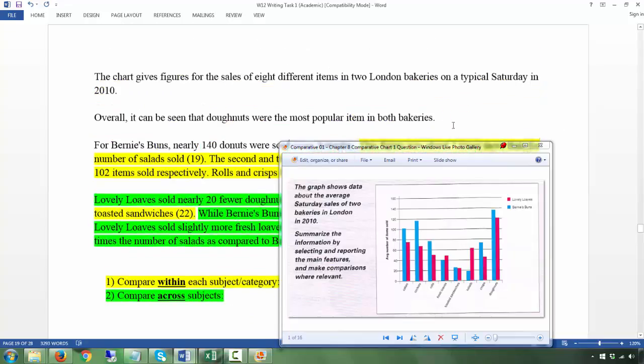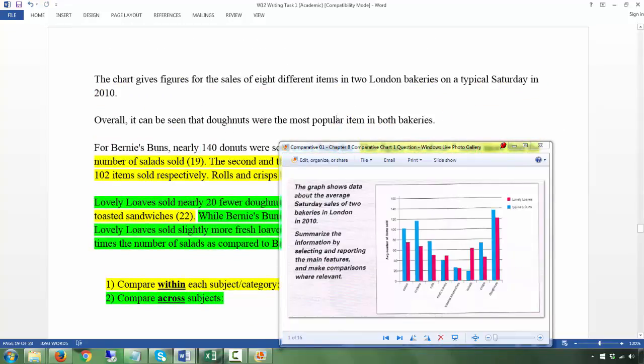Like just now, what I wrote for the overview is that donuts were the most popular items, but another person could write, and this is not wrong because there's no right or wrong, as long as you're following the principles, that Bernie's Buns sold more items than Lovely Loaves. In general, if you add all this up, isn't it true that Bernie's Buns sold more items than Lovely Loaves? Even though this was much higher here, if you add it all together, generally Bernie's Buns sold more items than Lovely Loaves, correct? So there are different ways of approaching the overview, different ways of approaching the body. Think about the principles of comparison, all right?